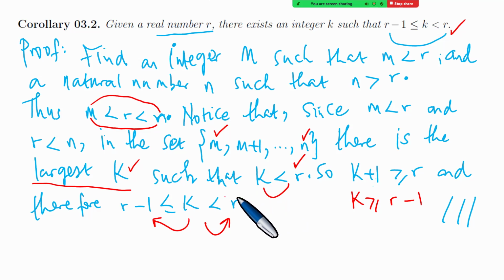What is the task? This k is smaller than r, so it's one of the m's. But m is smaller than r, so we're saying there is the largest k such that it is smaller than r. Remember, m is smaller than r, but we can get some m plus something, which we call k, the m plus 1, m plus 2, so that it is smaller than r, yet it is the biggest k.